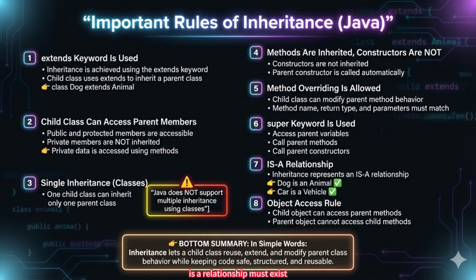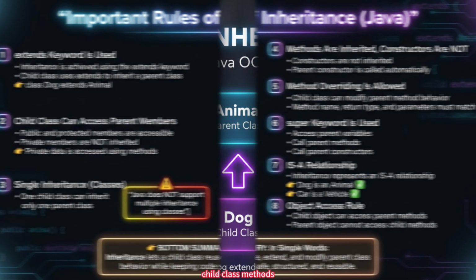Is-a relationship must exist. Inheritance must follow the is-a relationship. Dog is an animal. Car is a vehicle. Object access rule. A child class object can access parent class methods. But a parent class object cannot access child class methods.